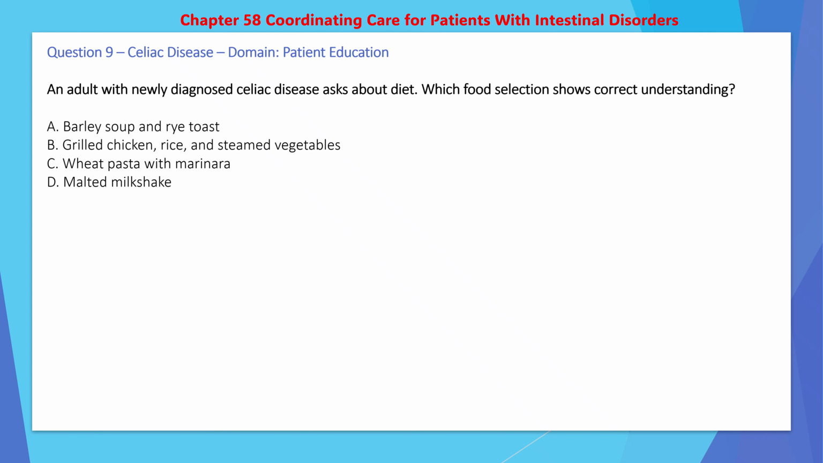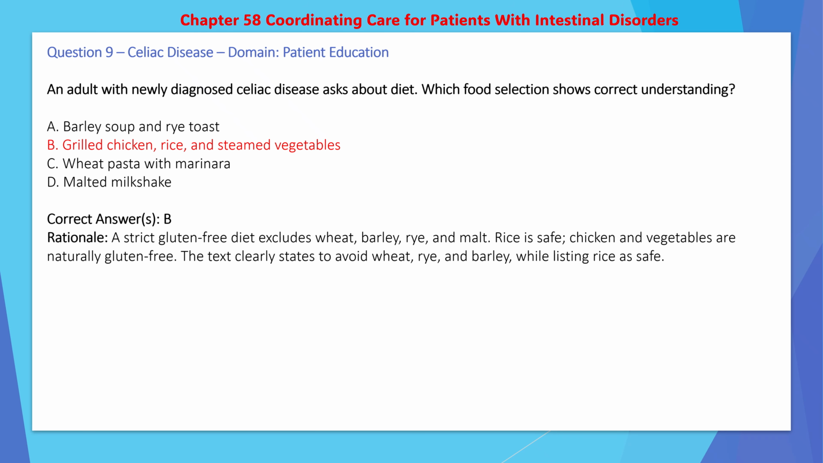Barley soup and rye toast; garlic chicken, rice, and steamed vegetables; wheat pasta with marinara and a malted milkshake. Grilled chicken, rice, and steamed vegetables is the correct answer. Usually you see this in quizzes and exams. It's very common. Grilled chicken, rice, and steamed vegetables are always in the quizzes and it's the correct answer.